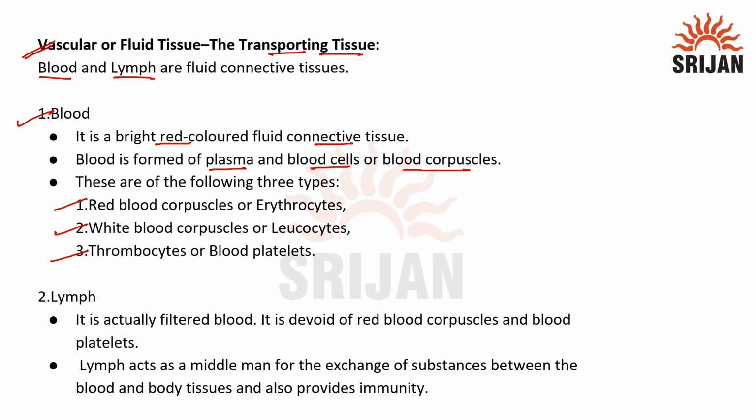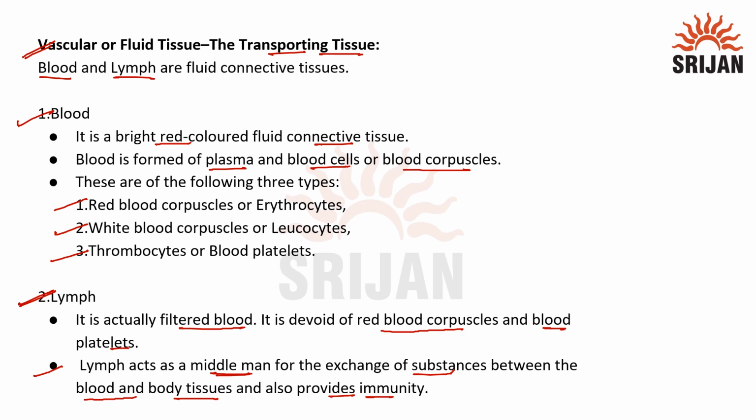The next one that we have is lymph. So lymph is nothing but it is actually the filtered blood which has certain components of the blood like plasma, but it will be devoid of the RBC, that is red blood corpuscles, and it will not have the blood platelets as well. So it is going to have the WBC, that is leukocyte, and it will have certain other immune cell. So this lymph is going to act as a middleman for exchange of substances between the blood and the body tissue. Also, it is going to provide the immunity to body.